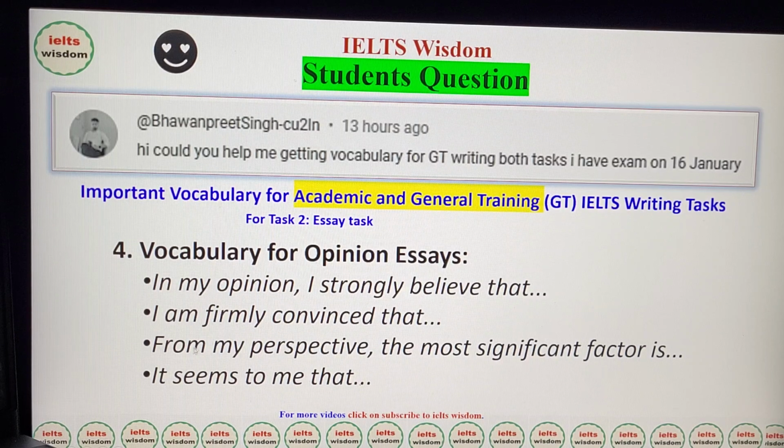Okay, "In my opinion", or "I strongly believe that", or "I am firmly convinced that", and you put your belief there. "From my perspective, the most significant factor is..." and again your reason, what you are saying and why. And last, "It seems to me that this is not a small problem, it's a big problem in our upcoming, for us, for our generations too." Okay, in that way you can use this vocabulary.